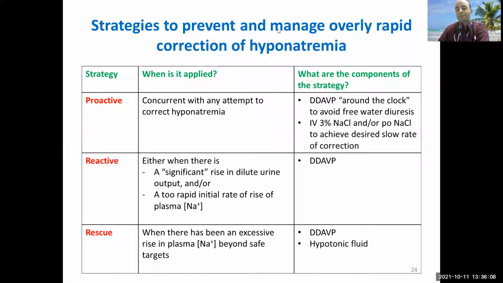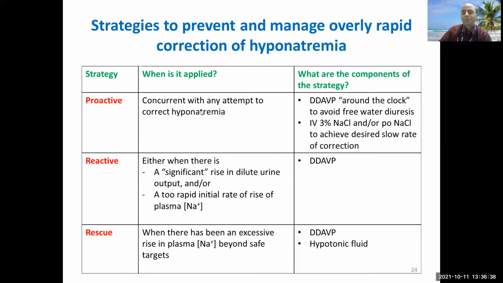Strategies to prevent and manage overly rapid correction of our hyponatremia. As we mentioned before, we have proactive DDVB, reactive DDVB and risk DDVB. What do we mean by proactive DDVB? When I suspect this patient will go to overcorrection, especially a patient with hypovolemic hyponatremia, you should lock him from the start or keep DDVB beside him.